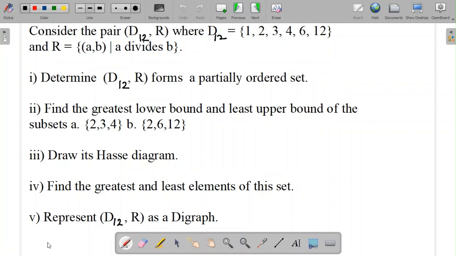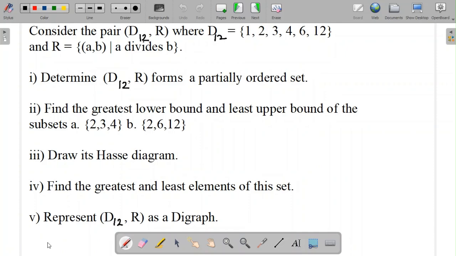In this video lesson, we'll discuss a problem on partially ordered sets. The problem goes like this. We define a relation R on the set D12, which contains the set of all divisors of the number 12. The positive divisors of the number 12 are 1, 2, 3, 4, 6, and 12. And the relation R will consider all ordered pairs (A, B) whenever A divides B.